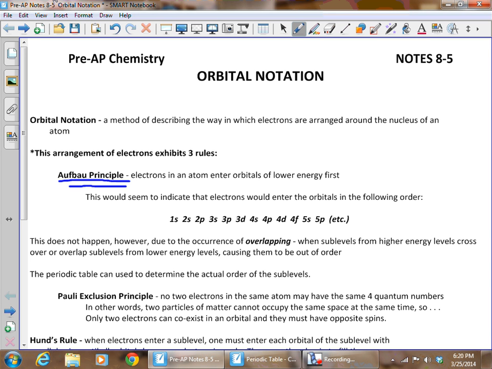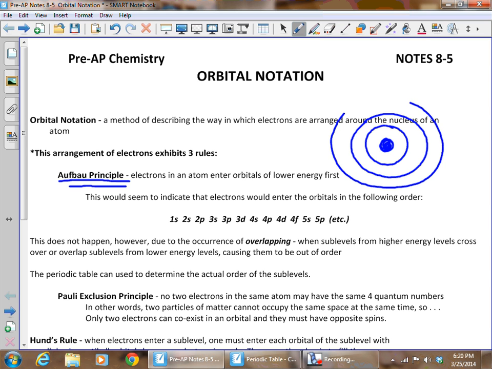For instance, if you have the nucleus in the center, then in the first energy level out from the atom, you are going to have that particular energy level full first before you go on to the second energy level, and then the second energy level will fill up before you go on to the third, etc. So it simply says that the electrons enter the atom in the energy levels closest to the nucleus first and fill those up from the inside out.